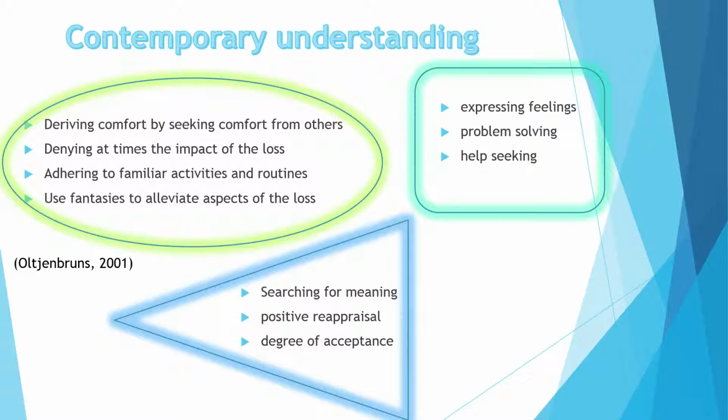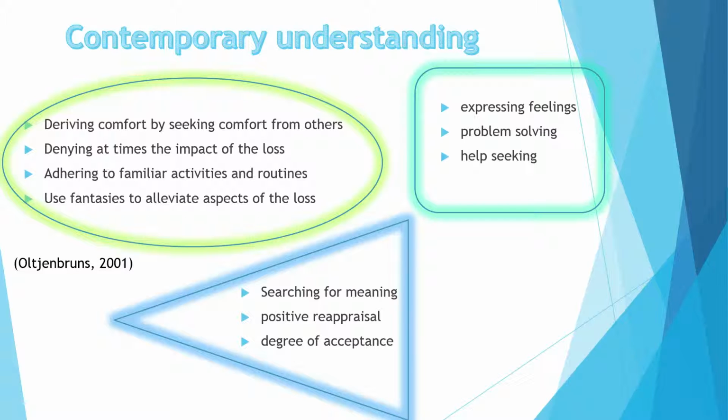Contemporary understanding of a child's coping strategies, according to Ott and Bruns, includes deriving comfort by seeking comfort from others, denying at times the impact of the loss, adhering to familiar activities and routines, and using fantasies to alleviate aspects of loss. As a child enters adolescence, their coping strategies change and tend to focus more on effective behavioral coping strategies like expressing feelings, problem solving, and help seeking.